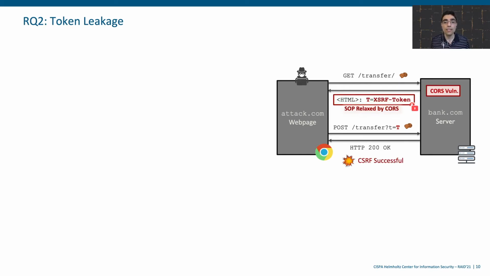However, if now the banking site has an over-permissive CORS misconfiguration, the response that contains the CSRF token is now relaxed by the CORS policy, and therefore the attacker can leak the true token T and use it in the state-changing request, which in turn results in a successful CSRF attack.